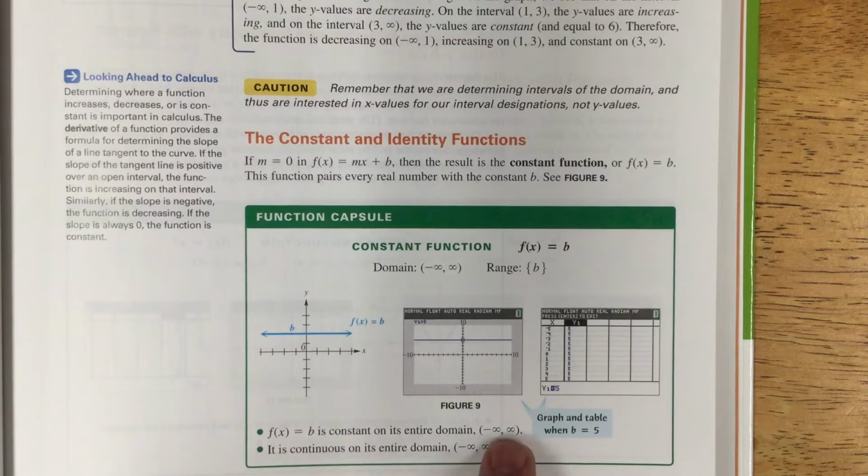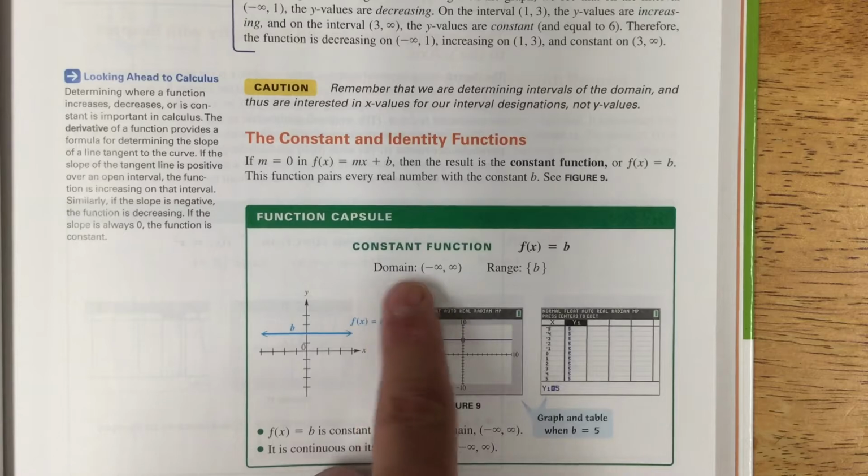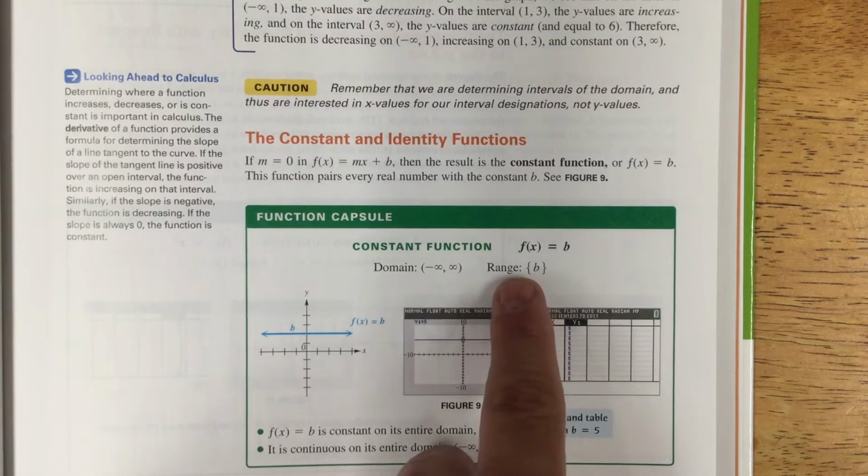It's constant over what domain. It's continuous over what domain. Remember, we're talking about how we describe functions. That's what we're starting with in this section. Is it continuous or not continuous? And is it increasing, decreasing, or constant? And over what domain does that occur? Here's the domain for the constant function. Here is the range for your constant function.